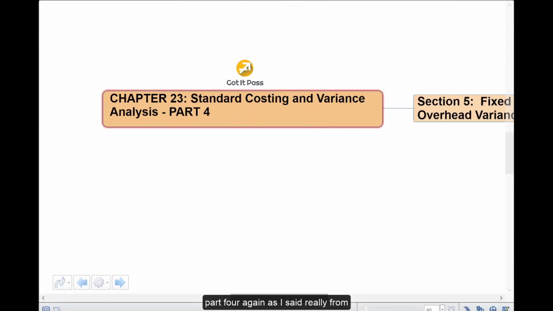So in essence, that's our part 4. Again, as I said, really from the off in part 1, it gets a little bit trickier as we go, but let's follow our route of formula, rote learning and causes.